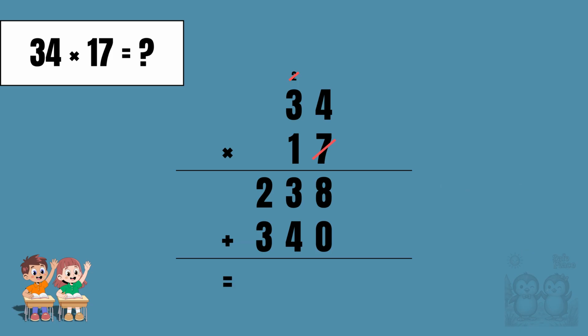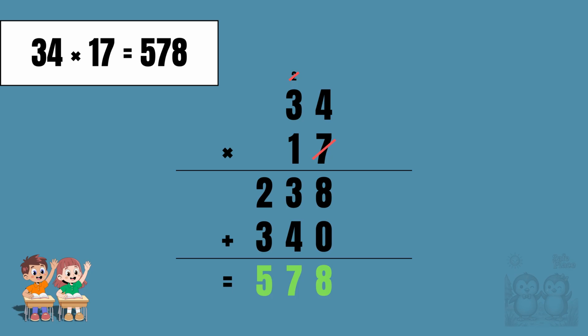In the final step, we just need to add these two numbers to get the final result. You only need to add 8 plus 0, 3 plus 4, and 2 plus 3. The final result is 578.